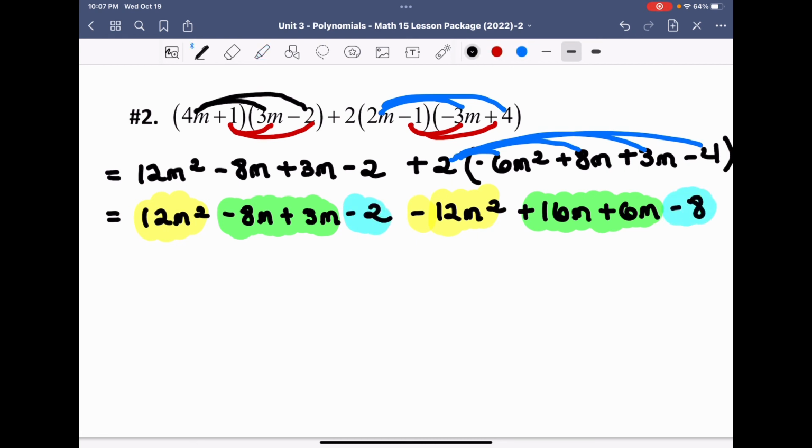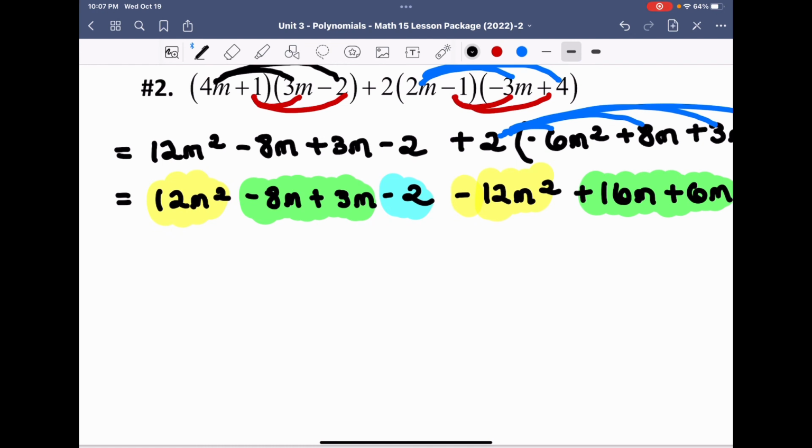So this is going to be equal to the 12m squared minus the 12m squared is 0m squared. We have negative 8m plus 3m, which is negative 5m. Plus a 16m will give me positive 11m. And then 11m plus a 6m will give me plus 17m.